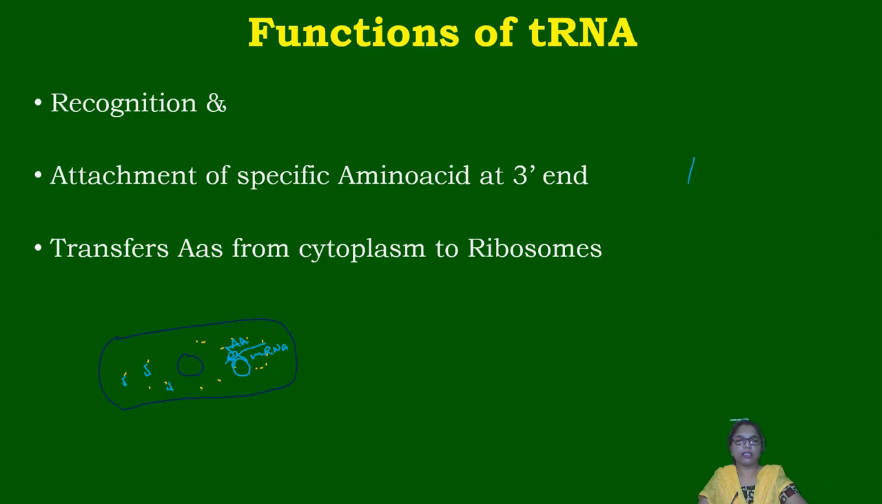So in order to carry these amino acids, they get attached to the tRNA. This is the amino acid which is attached to the 3' end of the tRNA. And the function is that it transfers the amino acids from the cytoplasm to the place of protein synthesis, which is nothing but the ribosomes. This is, briefly, the structure and functions of tRNA.